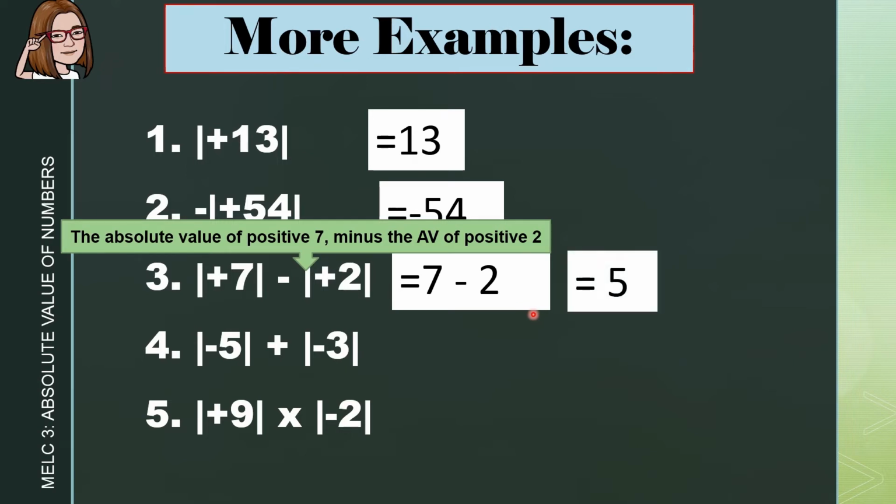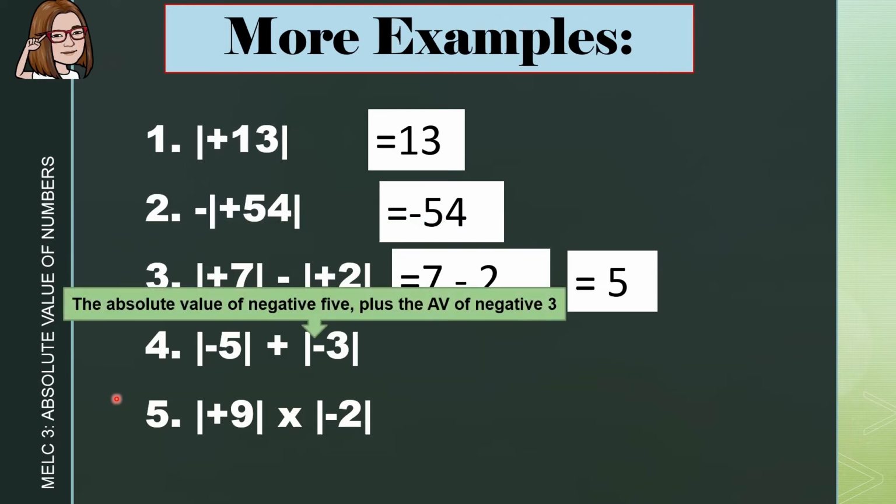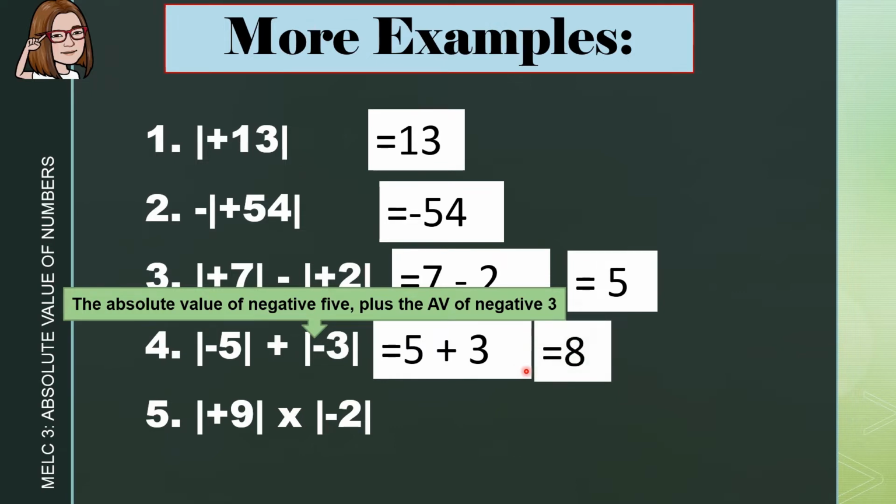Okay? Do you follow? And for number 4, first, we read this as the absolute value of negative 5 plus the absolute value of negative 3. So, simplify first the absolute value of negative 5. That would give us 5. And the absolute value of negative 3 is 3. So, therefore, simplifying further, 5 plus 3 is equivalent to 8. That's the final answer. Are you following?